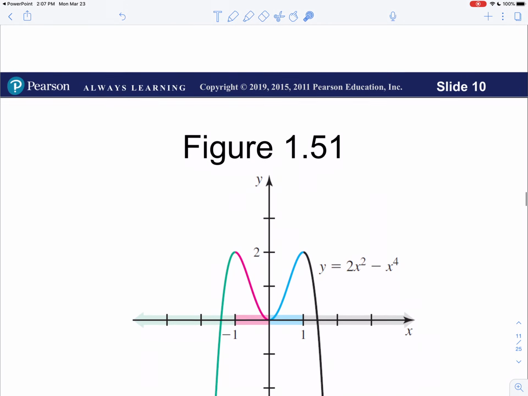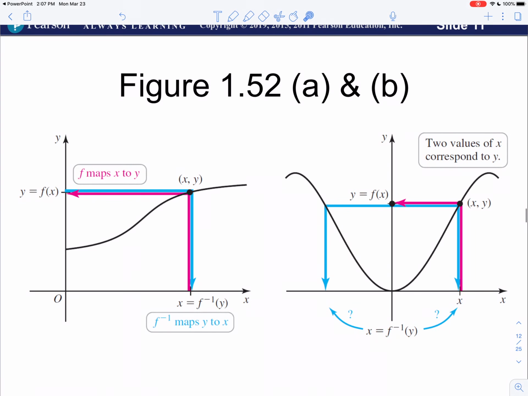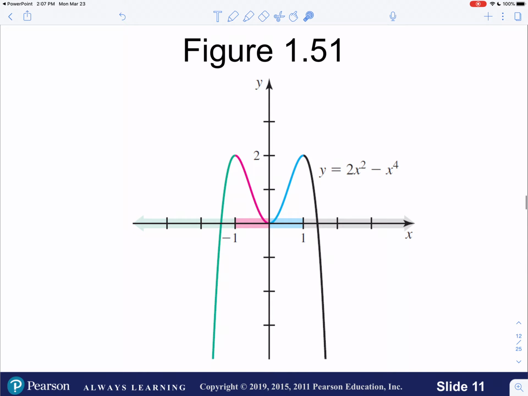What is this? Oh, increasing, decreasing, and constant? Is that what this is talking about? I'm not sure what this image is talking about.